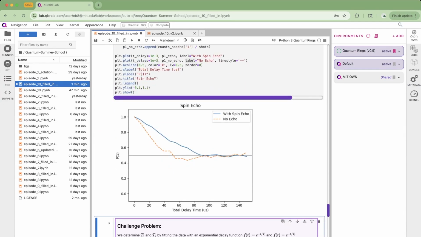Okay, so now you can see without the echo technique, we're decaying down, just like we saw before in the previous problem. And with the spin echo technique, some of that error is mitigated. So we decay slower. Eventually though, it will all decay down to the same place. But you can see that there's some reduction in error from using this echo technique.